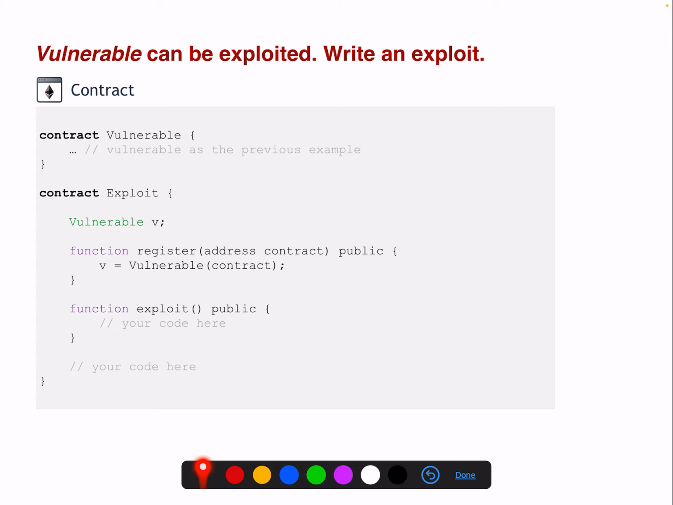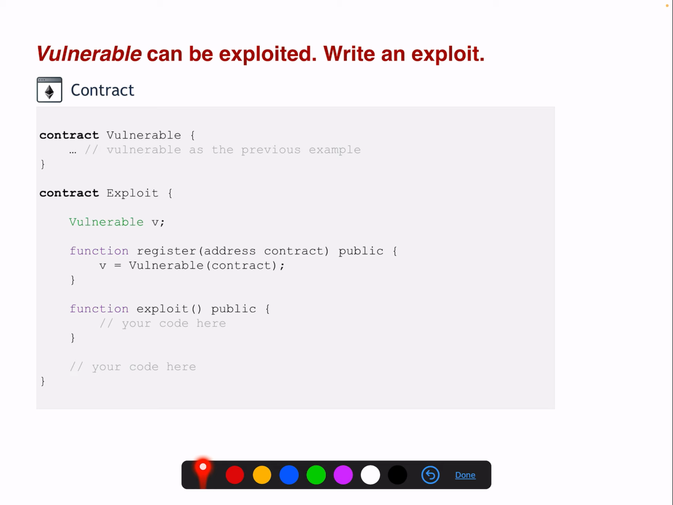So here we have another example. We have a contract Vulnerable and we have a contract Exploit. And this contract Exploit has two functions: a function register and a function exploit. I'll ask you now, can you write the exploit? Pause the video for a second and think of what you would write here.